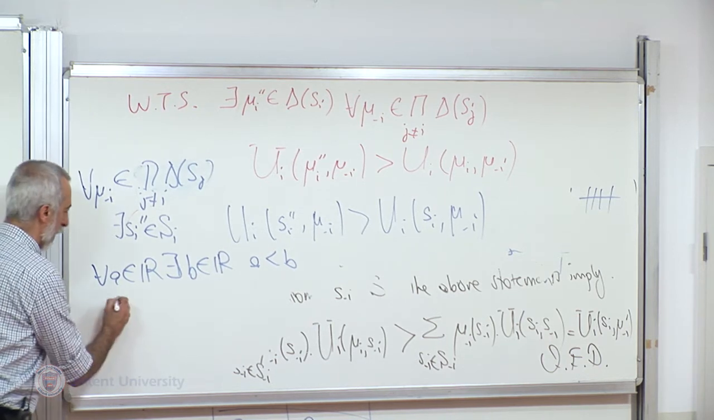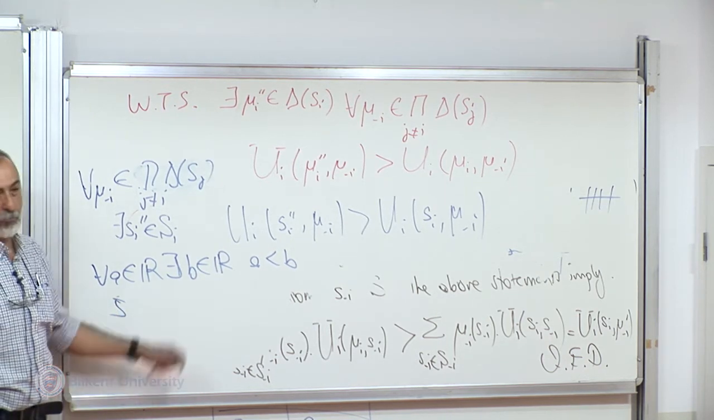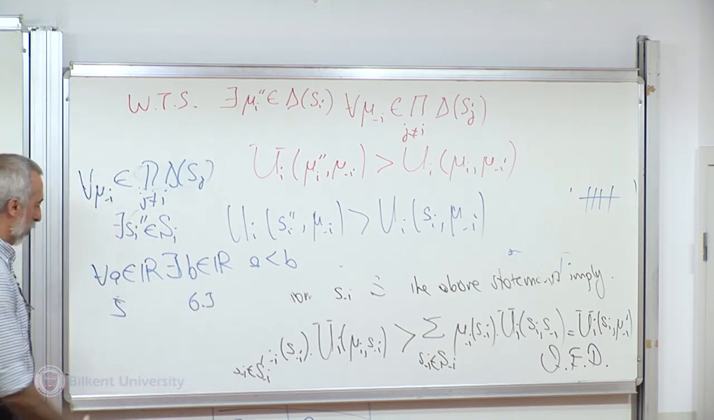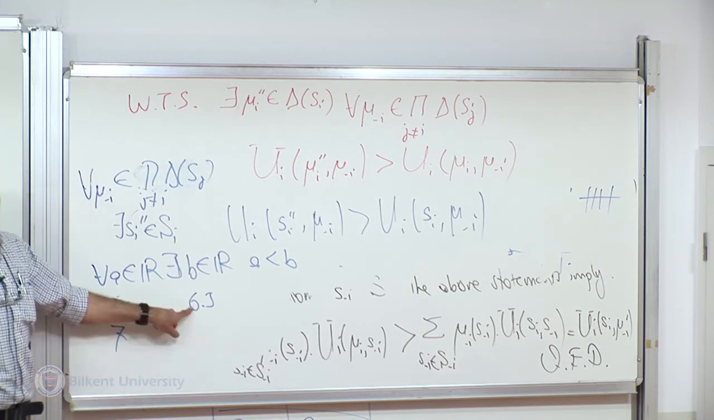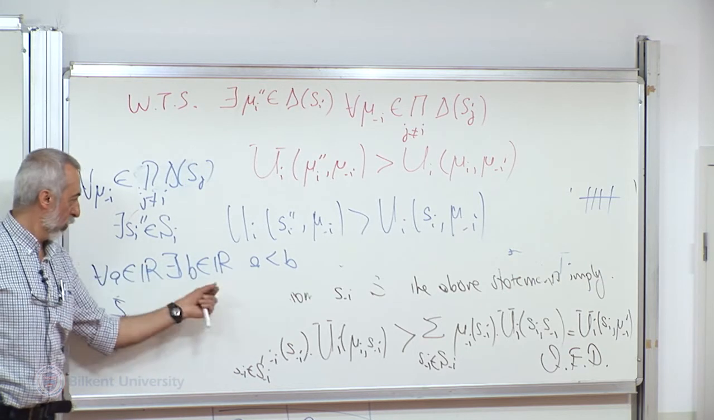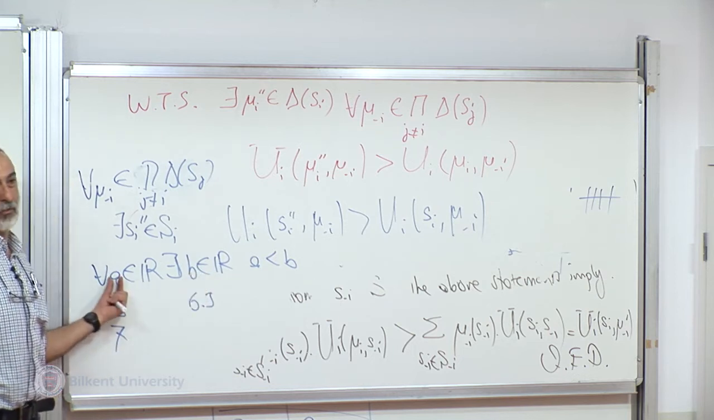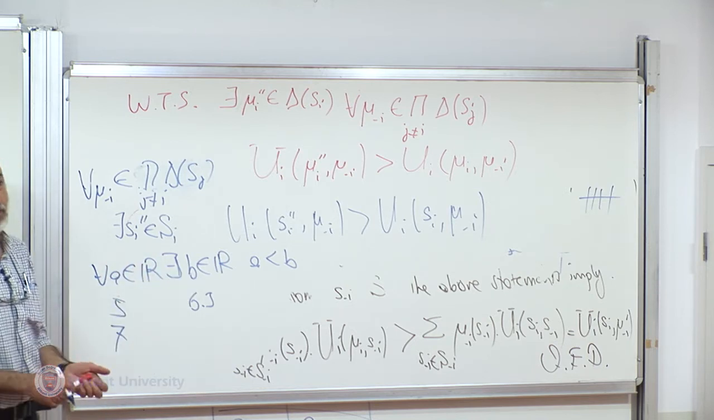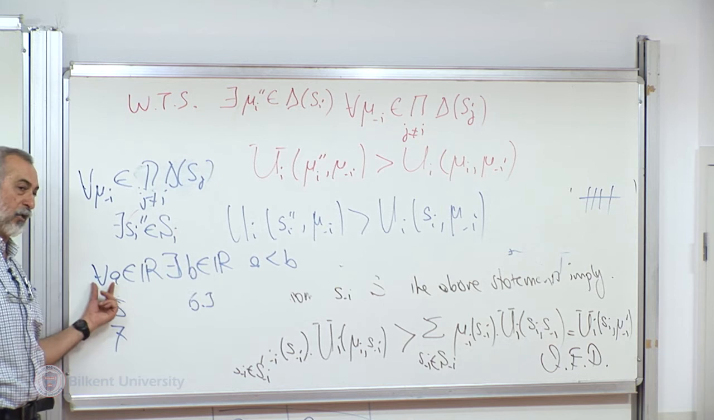So if A is 5, for example, B could be 6.3. But if A is 7, this B will not work anymore. The statement is true. So the B depends on A. Okay? In very rare cases, it might be the case that the B does not depend on A.